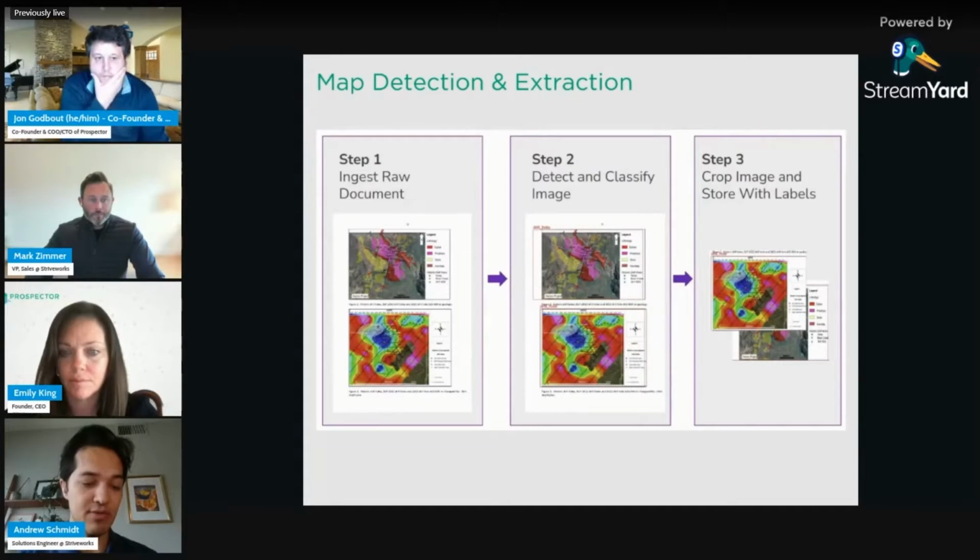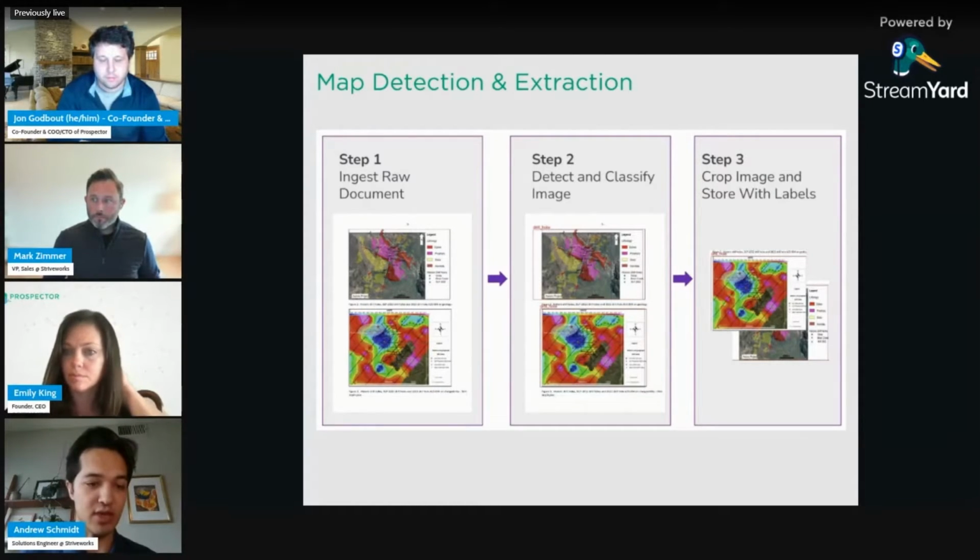So the first step of this was we used our MLOps platform to build a map detection and extraction model. What this does is it goes through those PDFs and says, okay, this looks like a drill core, or this is a geophysical map, or otherwise. And it's able to take that, classify it, and crop it so that we get only the part that we care about. And we store that with the associated labels.